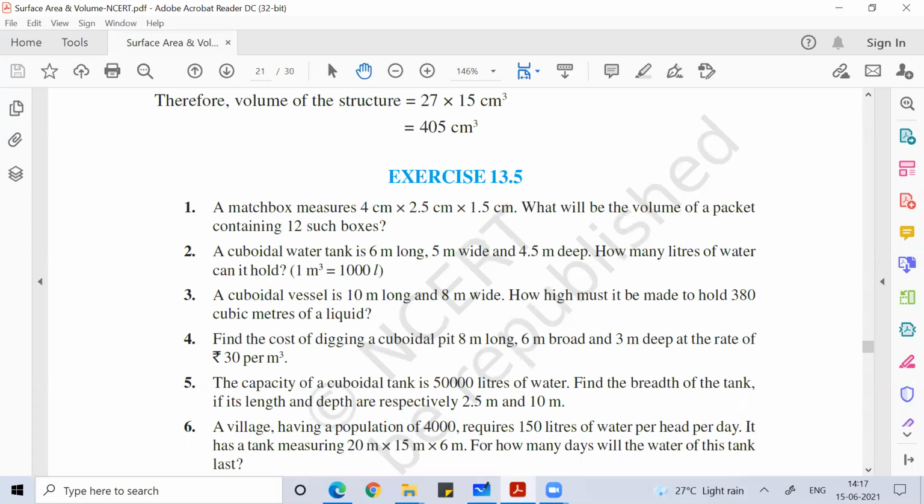So question number 3, can you tell me the answer? Yes, sir. Question number 3: volume is given. We'll simply divide it by 10 and 8. So if I divide by 10, I'll get 38. Then 38 by 8 means 19 by 4. 19 by 4 means 4.75.